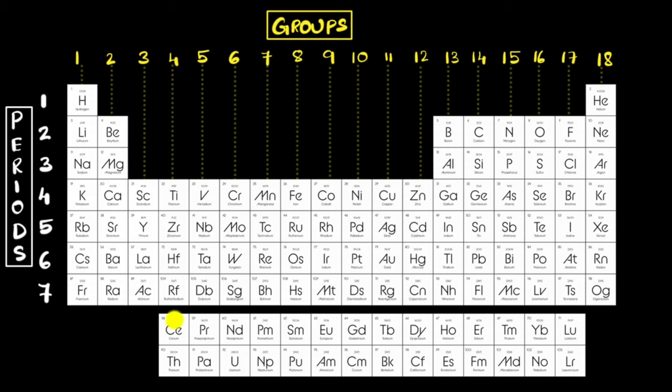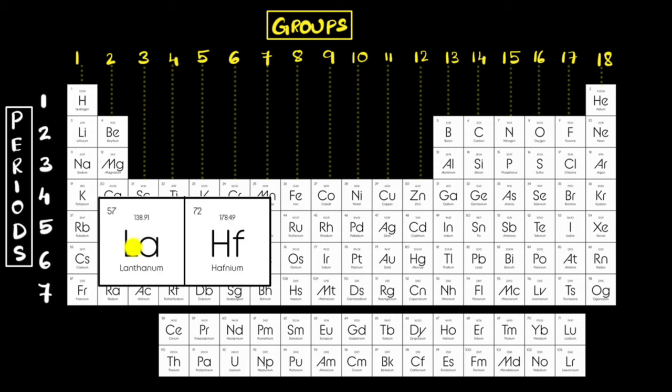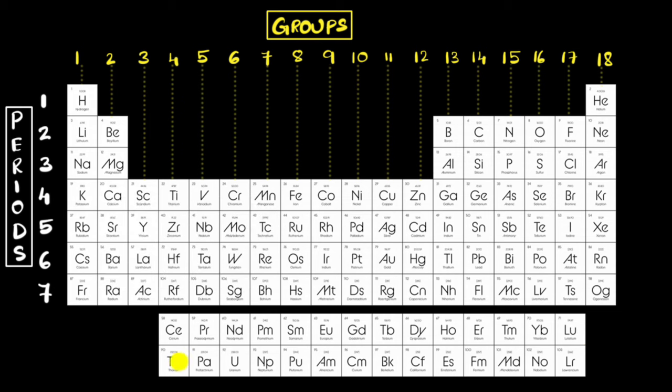Okay, what about these elements over here? Why are they separated out? Well, if you look at the elements over here, if we zoom in, you can see this one is 57 and the next one is 72, which means there's a big gap. That gap is filled by these elements. So these elements on the top belong to period 6, and the elements over here belong to period 7, in between these two.